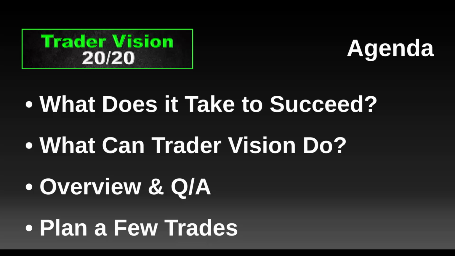There are a lot of things to consider when you're trading, and there are a lot of things that are necessary but not sufficient in themselves. And we're going to talk about some of that tonight. I'm also going to give you a quick grasp of what Trader Vision can do so that you can then match that into what does it take to succeed, and see what Trader Vision can do and what it can't do to help you in that regard. I'll give a quick overview of the product and answer any questions you have, and then we'll plan a few trades.